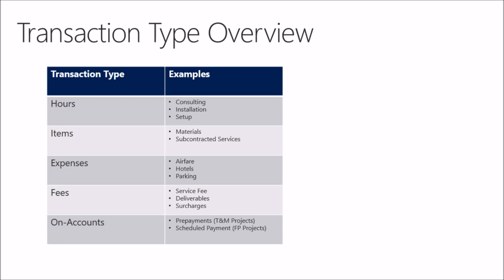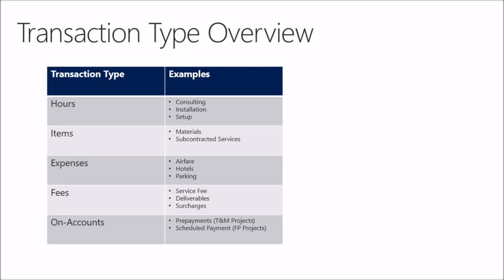And I know some people think of materials as just being an expense, so why isn't that the transaction type expense? And this is where it gets into transaction types are really groupings of business documents within AX. So let's move on to fees. Fees are basically any sort of transaction that has no cost associated with it. So they're used with time and material type projects.